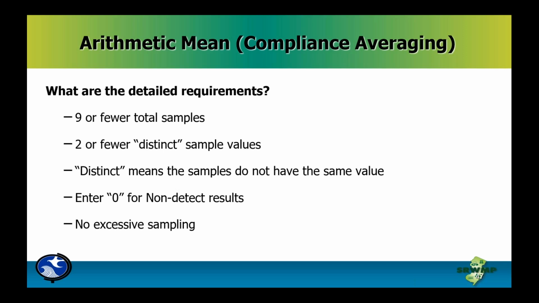The distinct values requirement is mainly because of the 95 UCL, and that program does not allow you to input too many values that are the exact same. That's why we keep it consistent here with arithmetic mean, and the likelihood is you're not having the exact same results.